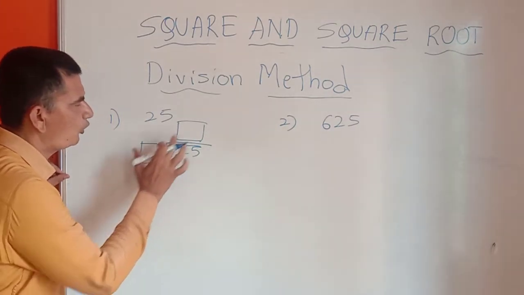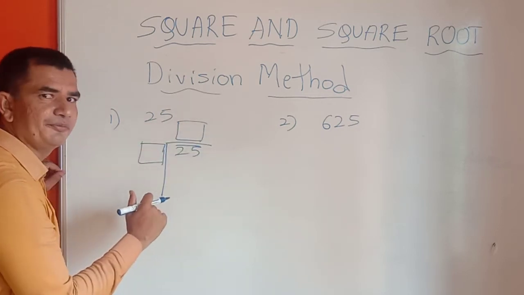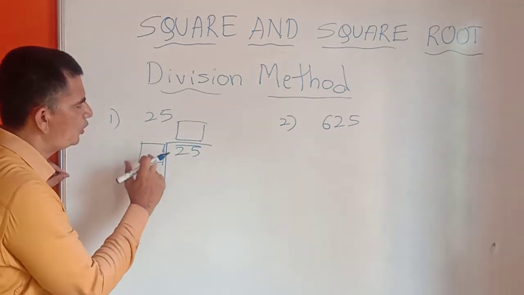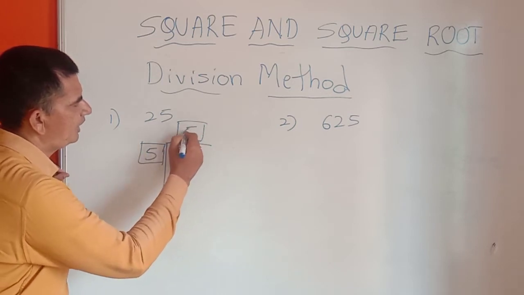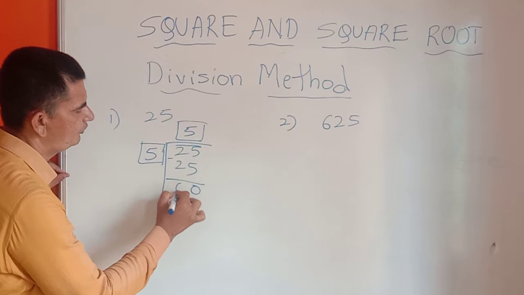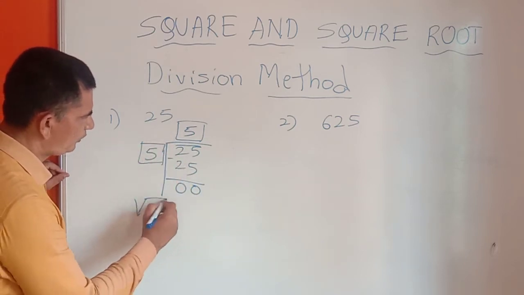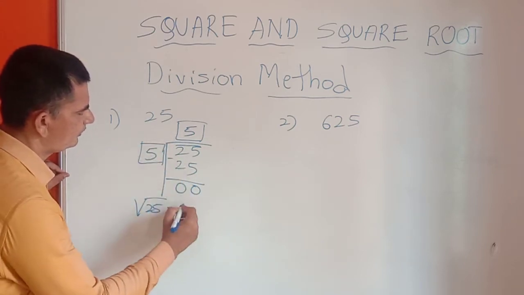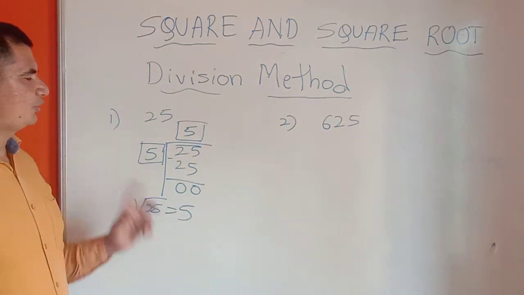So if you take here 4, 4 4s are 16. So if you go and take here 5, 5 5s are 25. Next we have to subtract 0. So the square root of 25 is equal to 5. So 5 is the answer.